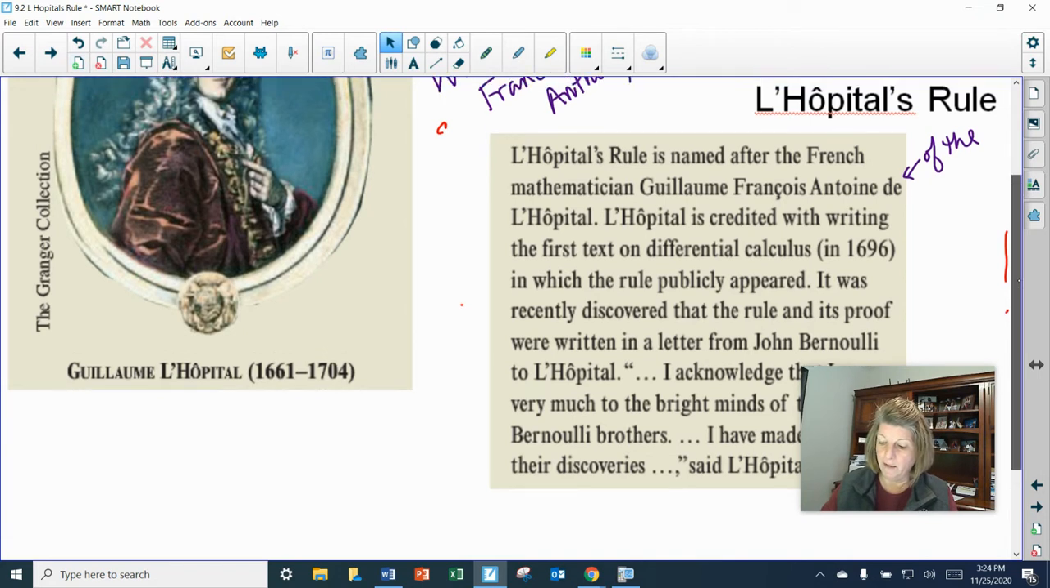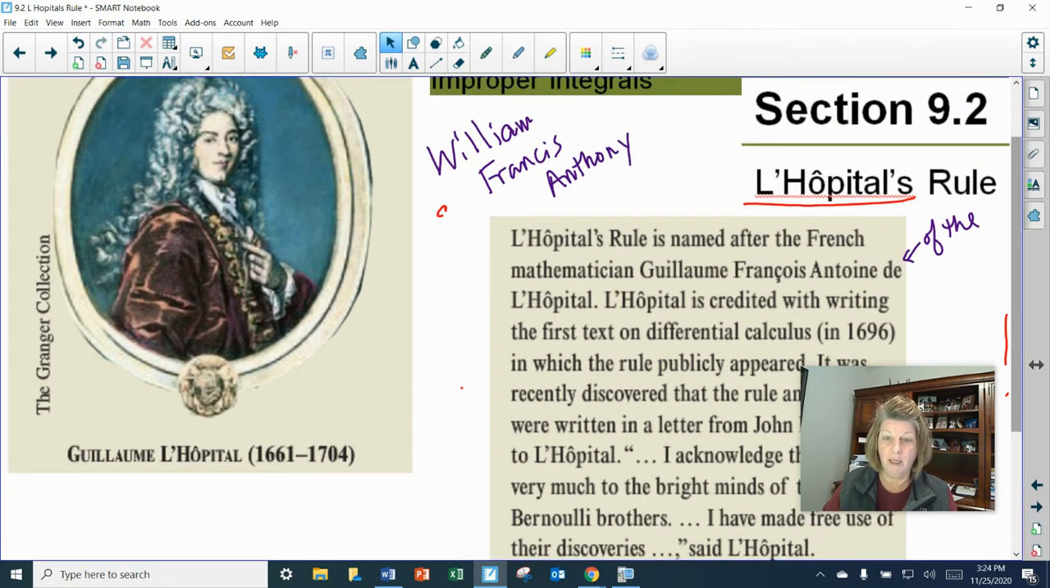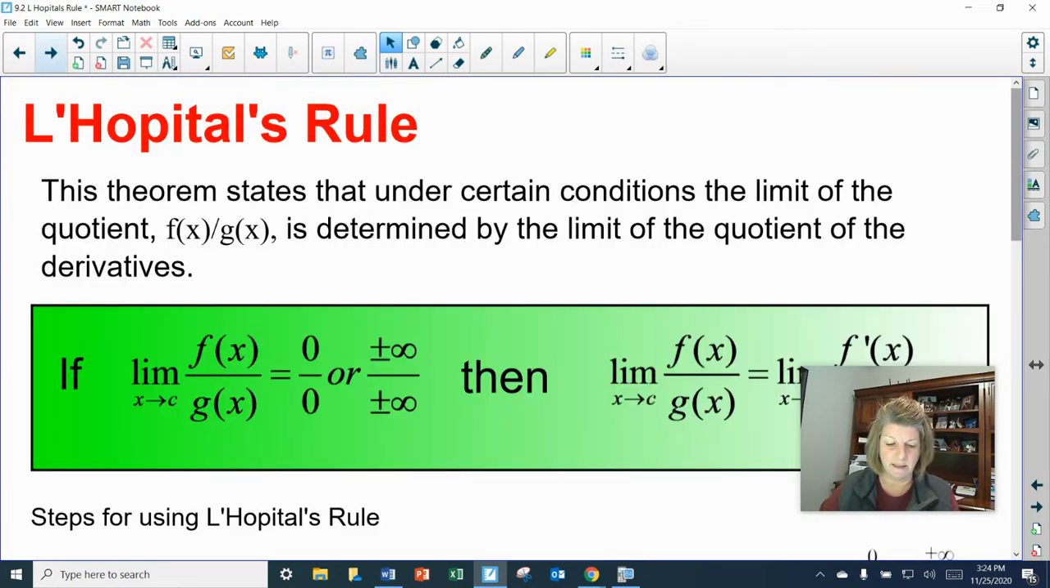One thing to note, his last name can also be written with an S in there. Sometimes on the AP exam, a couple of years ago, they put an S in there, and people were kind of thrown by that. But there are two different spellings of his name.